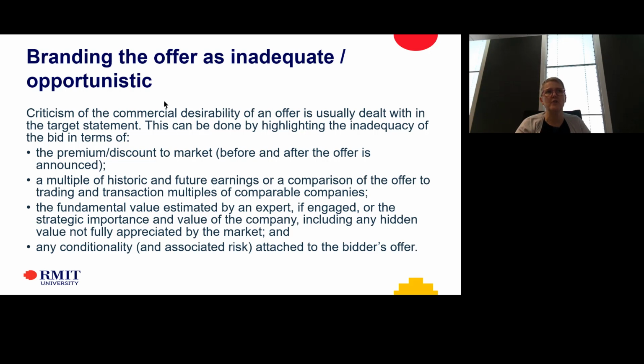They will reject on the basis of what they say future earnings should be. They might reject on a lack of understanding or belief in what it is that the bidder might actually be able to achieve. If the fundamental value estimated by an expert or the strategic importance of the value of the company aren't taken into account, or the directors don't believe these things are taken into account, they will really push on those factors.